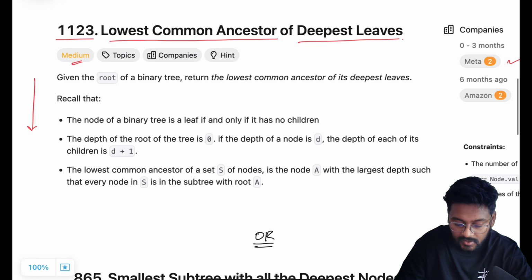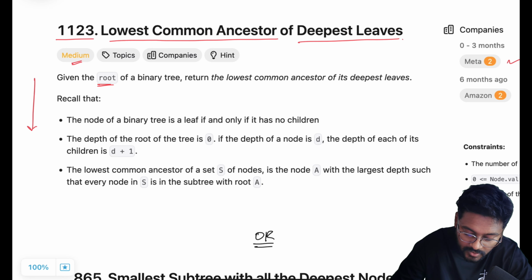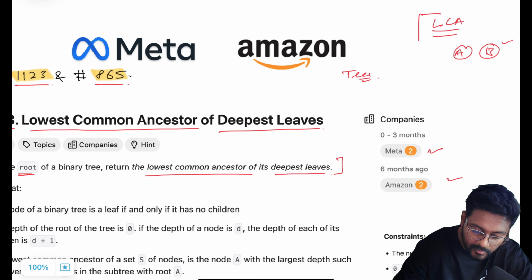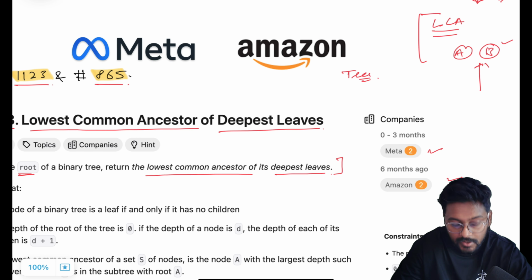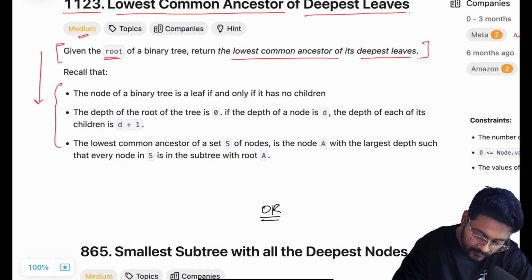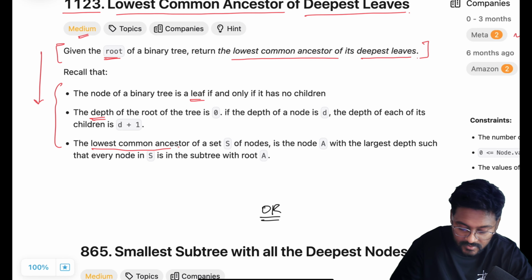Let's have a look at the problem statement. In the problem, we are given the root of a binary tree and what we have to return is the lowest common ancestor of the deepest leaves. So this is our complete problem statement. Finding the lowest common ancestor of two given nodes A and B is a pretty standard problem. If you have not solved it yet, go check it out and try to submit it. This is just the definition of what a leaf is, what the depth of a binary tree is, and what the lowest common ancestor is. So I'll just explain it to you while solving the problem.